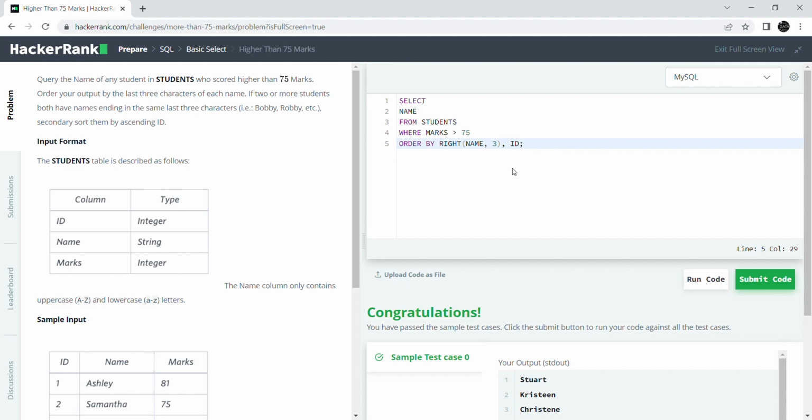The final conclusion is: do whatever it takes to build a solid foundation in SQL.